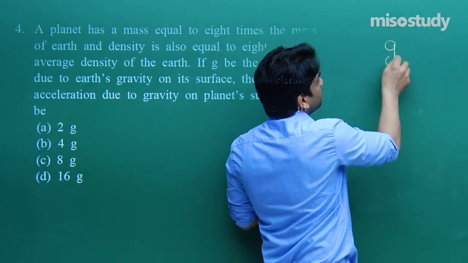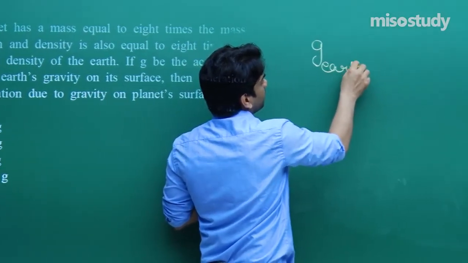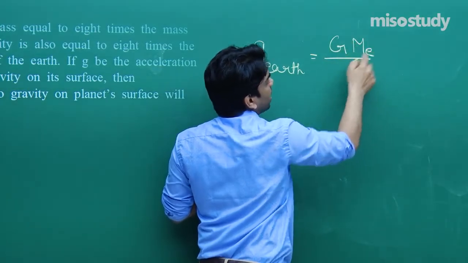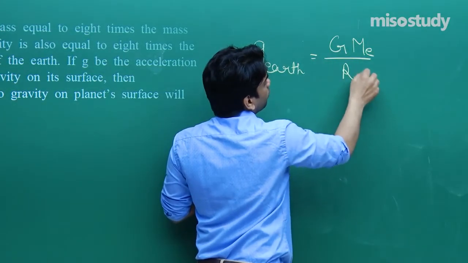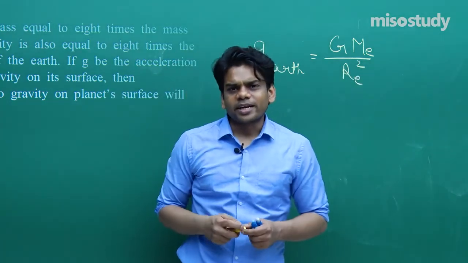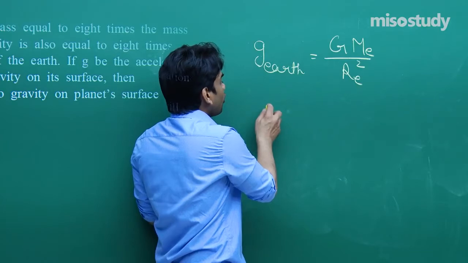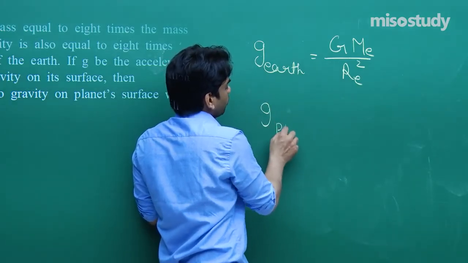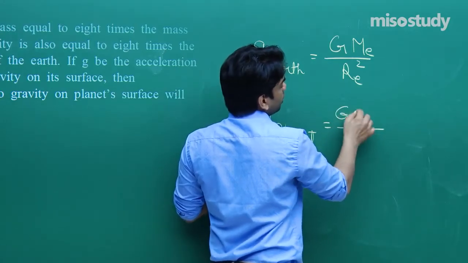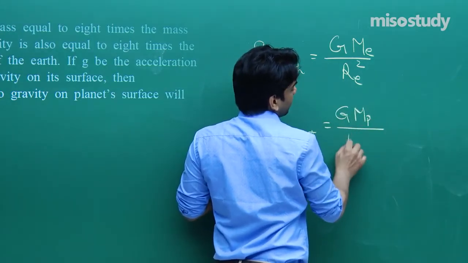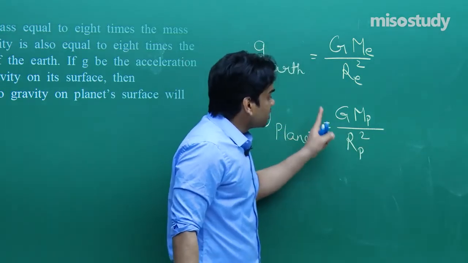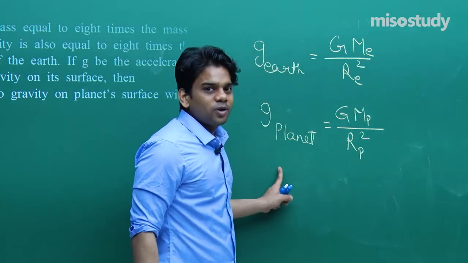First of all, we know that g on Earth is what? That is equal to G mass of Earth, if I mark it with E, upon radius of Earth whole square. This is what we know. Mass of Earth and radius of Earth whole square. Now for planet, what we'll be having? For the acceleration due to gravity on planet, that will be equal to G mass of planet divided by radius of planet whole square.